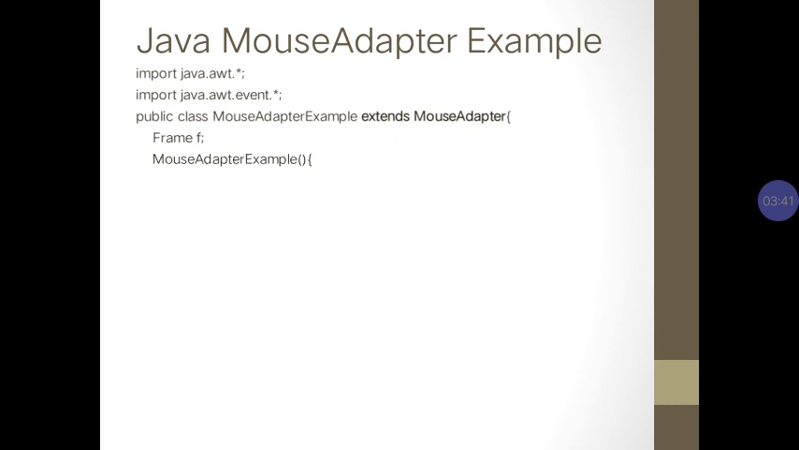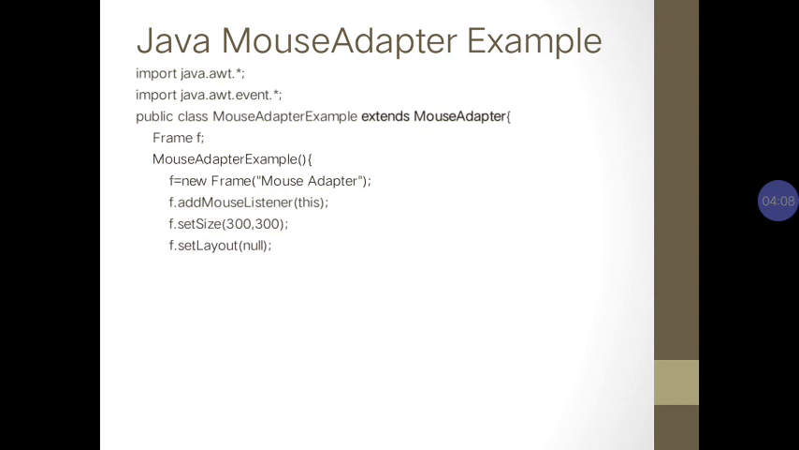Now we have written here the constructor for MouseAdapterExample. In this constructor we have created an object of Frame, f equal to new Frame with string MouseAdapter. f.addMouseListener(this). So on this frame we have added the mouse listener. f.setSize(300,300), the frame size. f.setLayout(null), we are going to set a null layout here. f.setVisible(true), frame visibility is set as true.